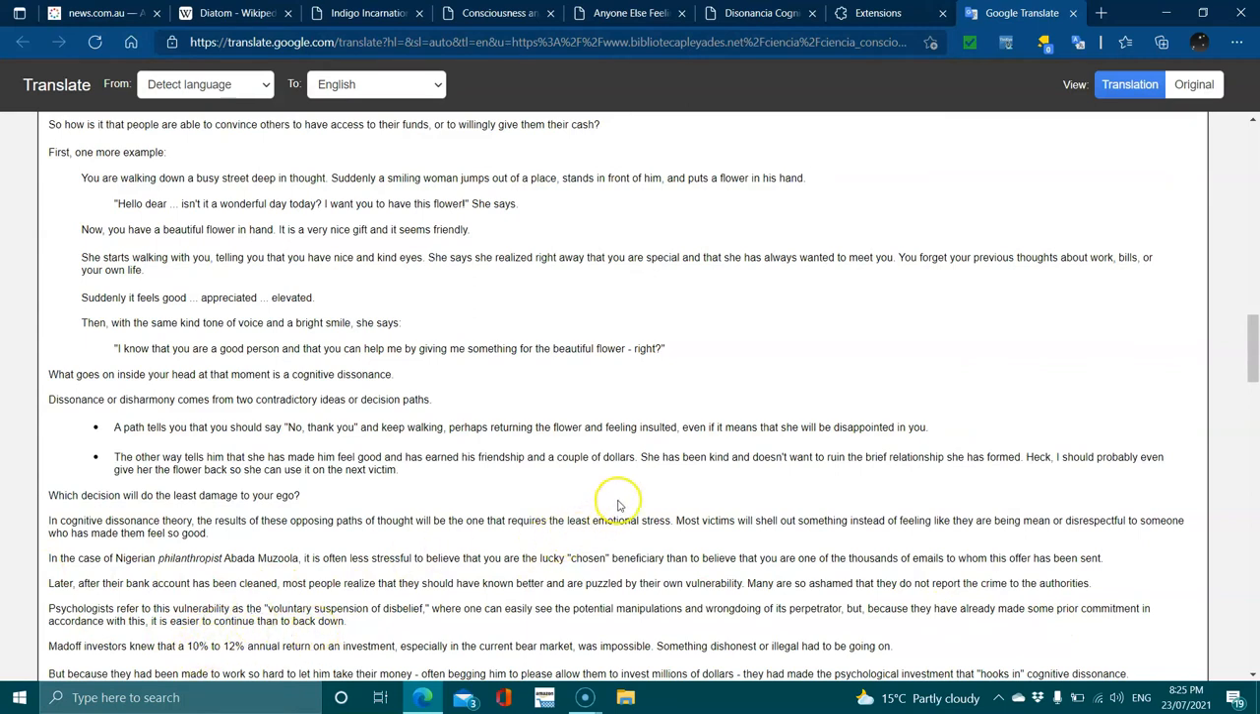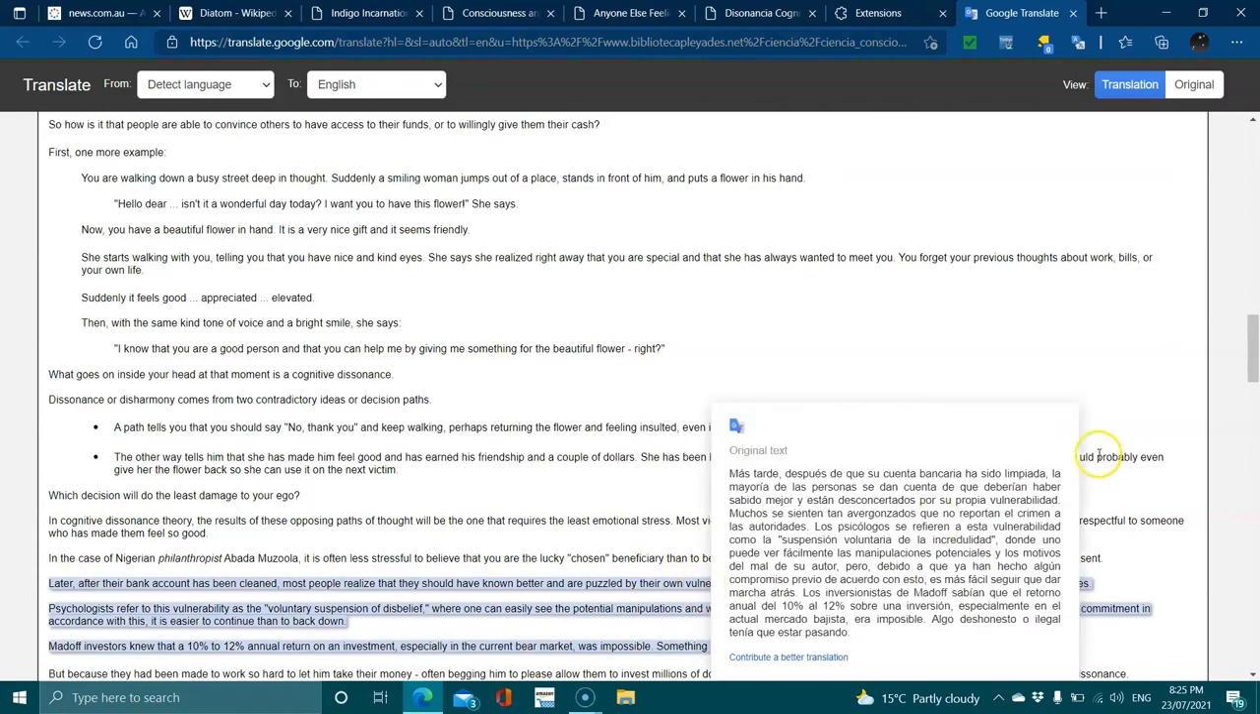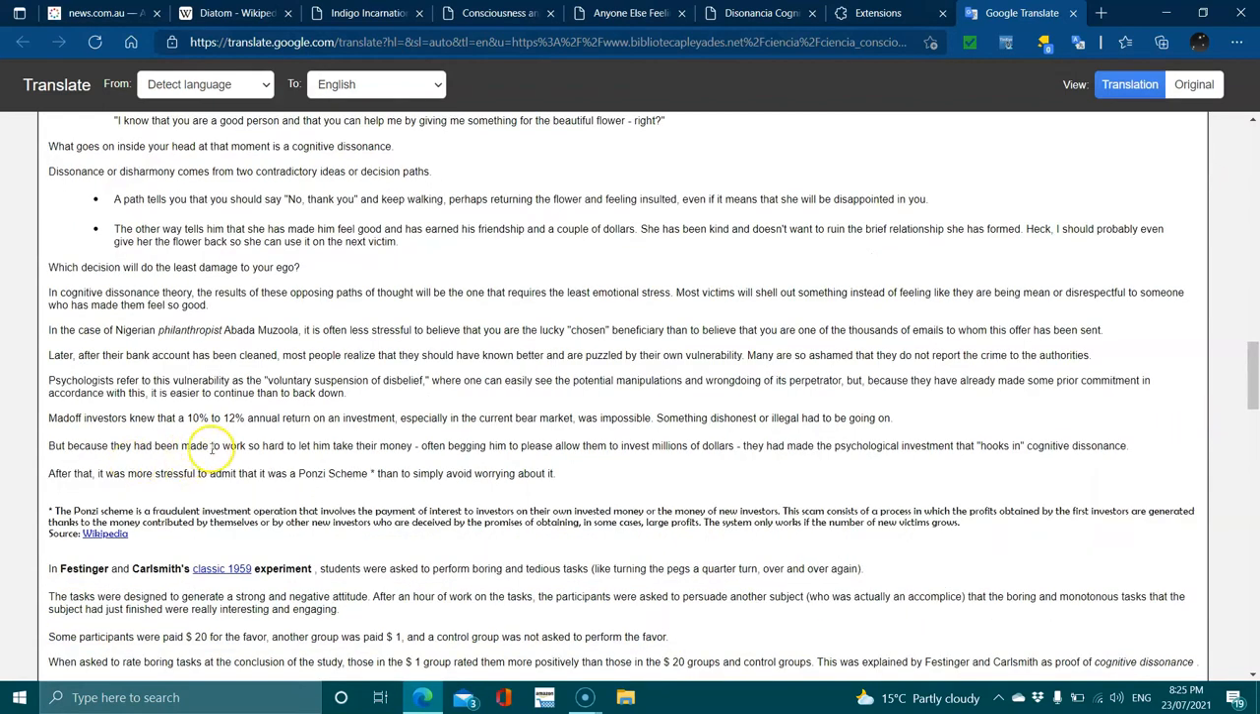Madoff investors knew that a 10 to 12% annual return on investment, especially in the current bear market, was impossible. Something dishonest or illegal had to be going on. But because they had been made to work so hard to let him manage their money, often begging him to please allow them to invest millions of dollars, they had made the psychological investment that hooks in cognitive dissonance. After that, it was more stressful to admit it was a Ponzi scheme than to simply avoid worrying about it.